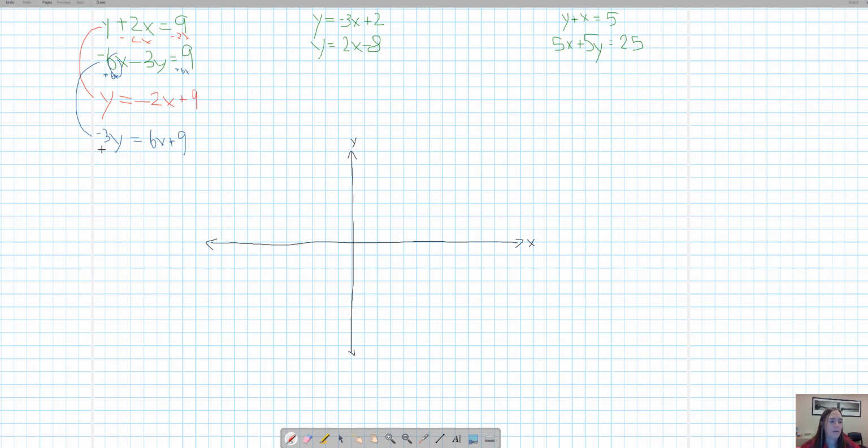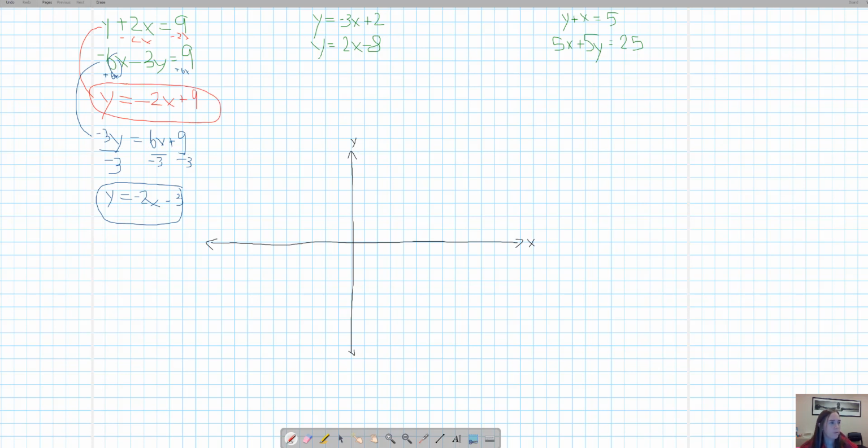Then to get my y by itself, I have to divide everything by negative 3. So that's going to be y equals 6 divided by negative 3 is negative 2x, and then 9 divided by negative 3 is negative 3. So there's my second equation, and here's my first one right here.